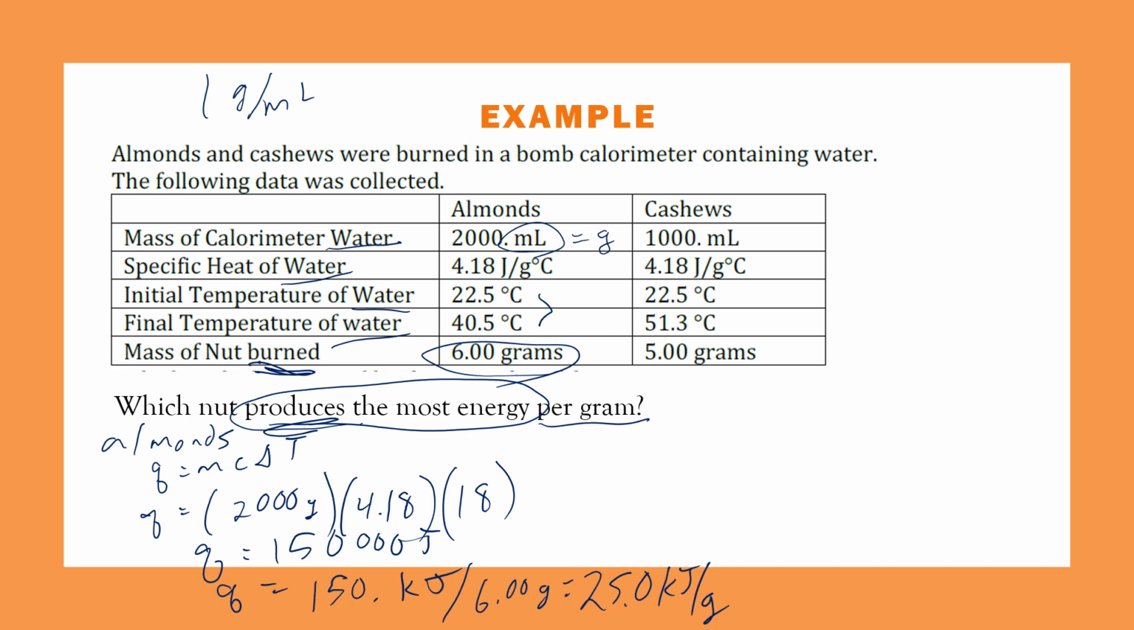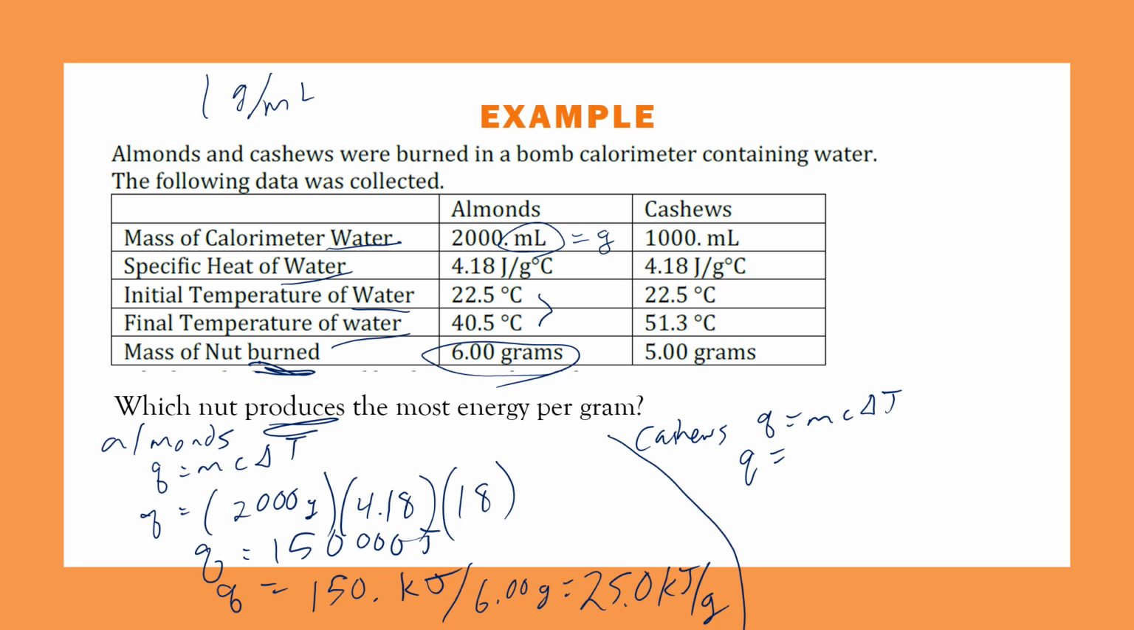Let's go ahead and calculate for the cashews next. Same thing, you're going to want to use Q equals MC delta T. And my mass for the water is 1,000 grams of water. My specific heat for water. And my change in temperature for the water is 28.8. So when I calculate that out, I get 120,000 joules, or 120 kilojoules.